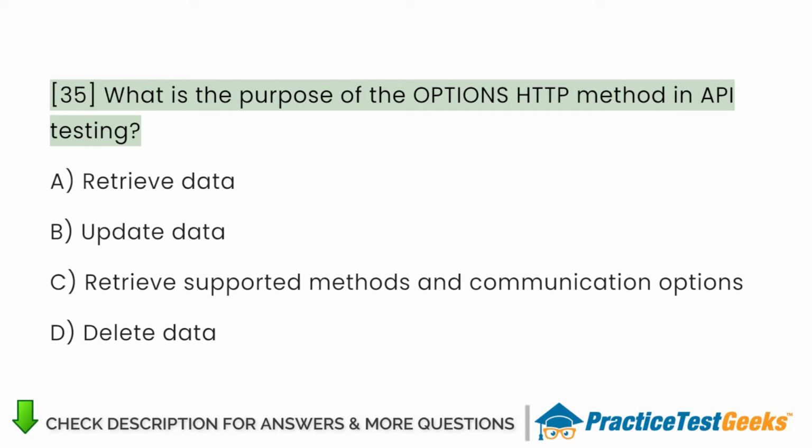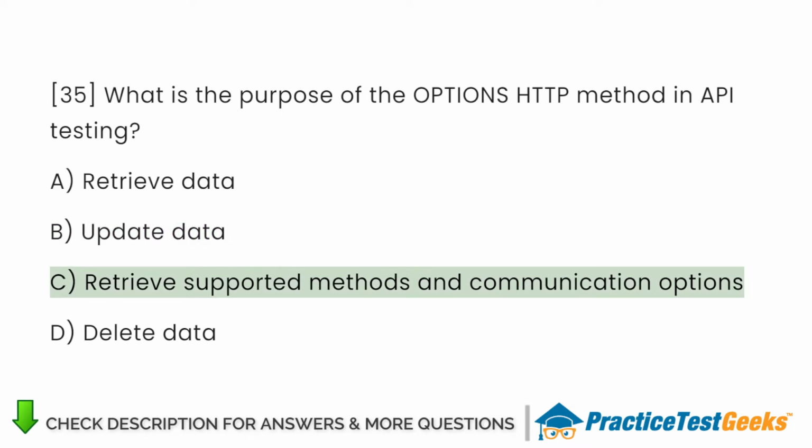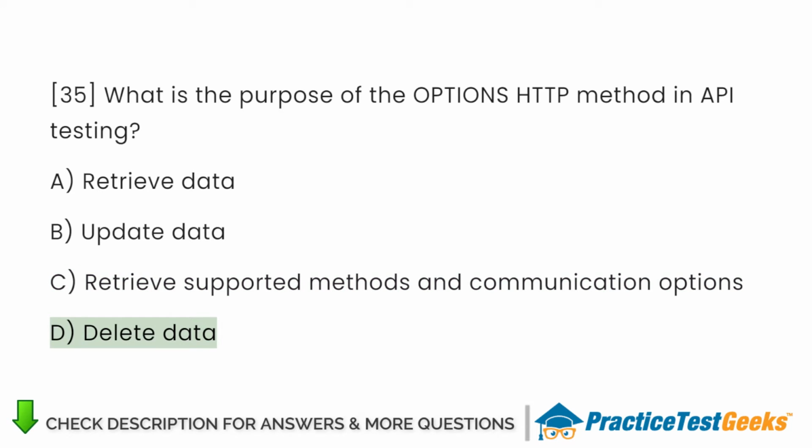What is the purpose of the OPTIONS HTTP method in API testing? A. Retrieve data. B. Update data. C. Retrieve supported methods and communication options. D. Delete data.